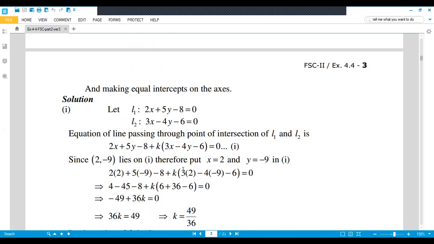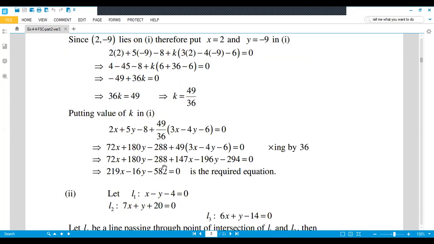How do we solve it? One point is given and we are asked for the equation of the line passing through the point of intersection. For this we have the formula L1 plus K L2. So we put L1 and K L2. Now since (2, -9) lies on equation number 1, we put 2 in place of x and minus 9 in place of y and we get the value of k, and then we replace the value of k in equation number 1. So we get the required equation of the line.